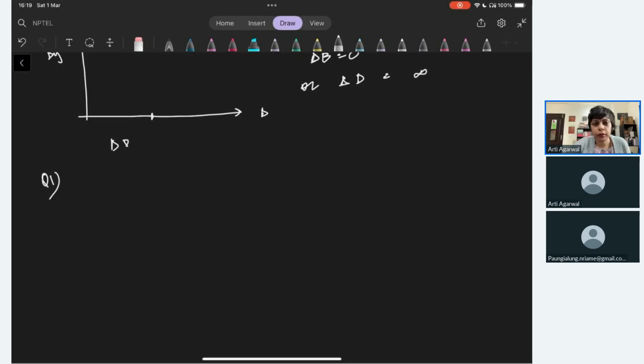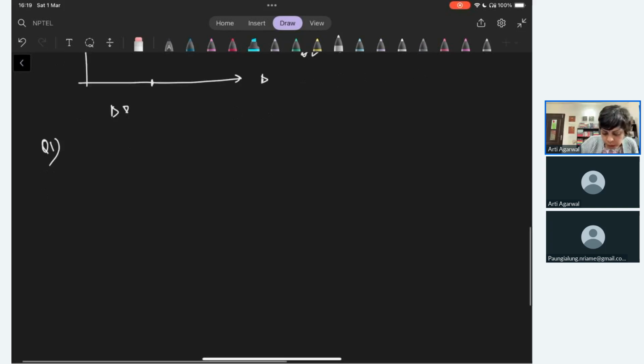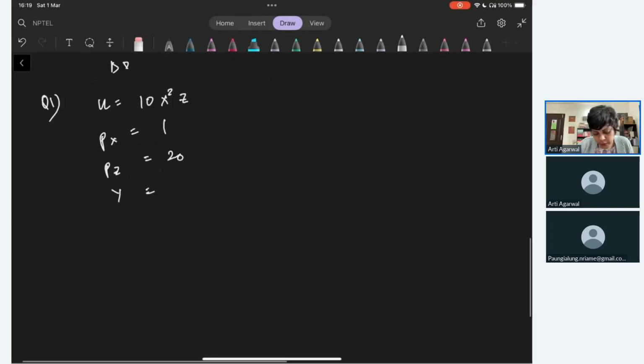Let me run this. Right now we are given the function 10x squared z, and we are given px equal to 1, pz equal to 20, and the income y is 300.